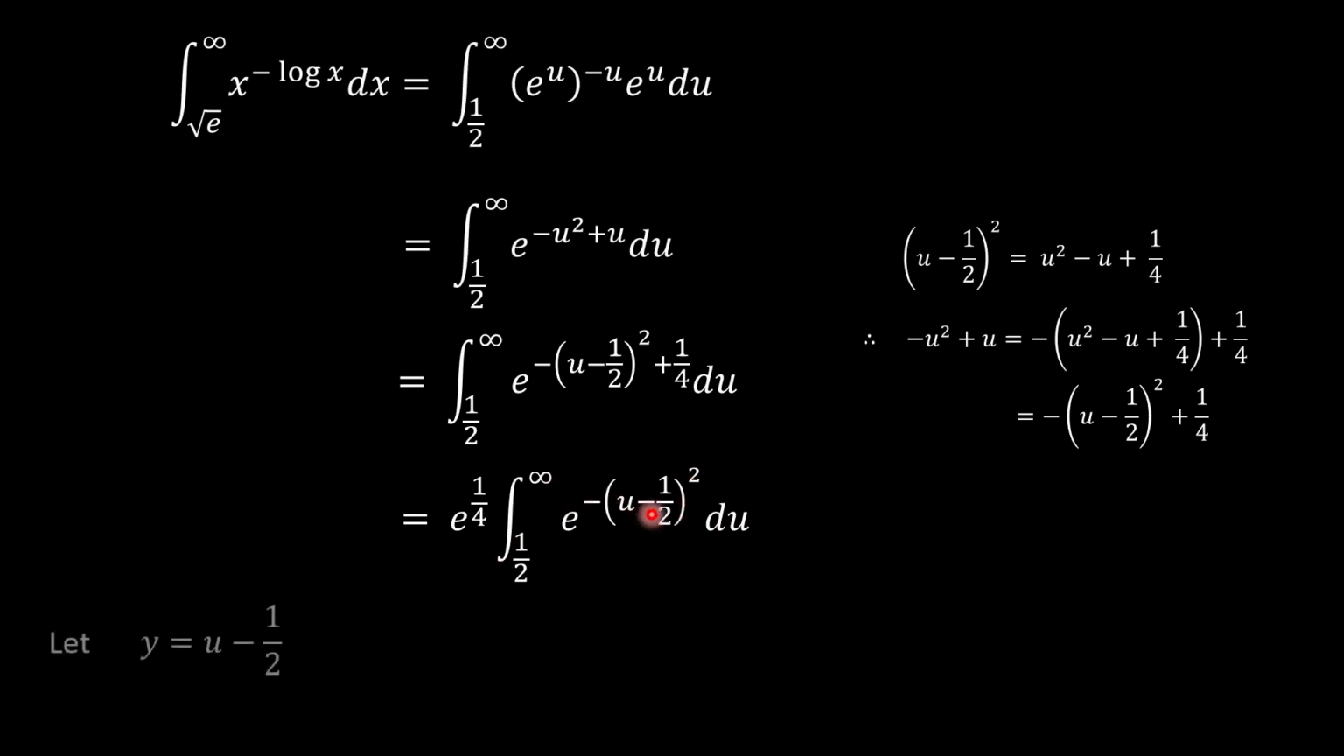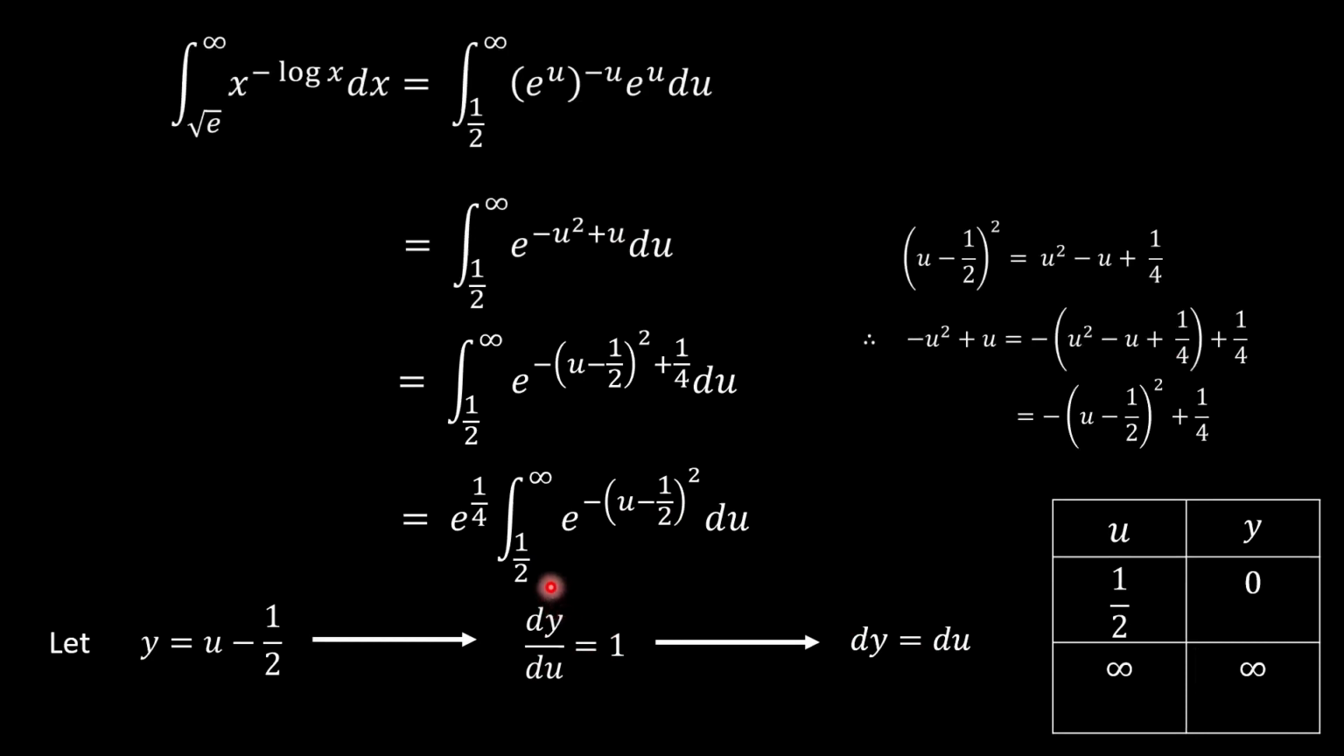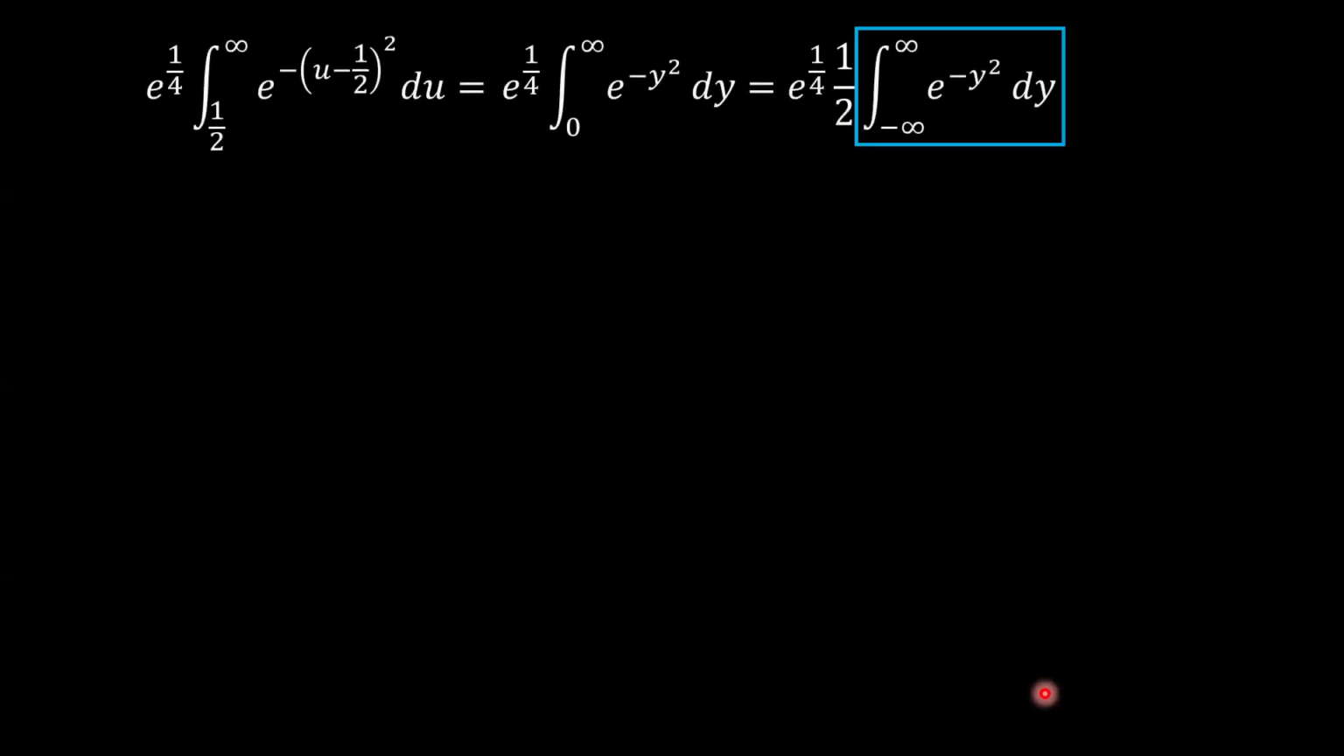We can also do another transformation where we let this complicated power here to be equal to just y. So let y is equal to u minus half, and therefore dy du is just 1, and therefore dy is equal to du. Then transforming the limits, when u is equal to a half, therefore y is equal to half minus half, therefore y is 0. When u is infinity, y would still remain infinity. And so we go ahead and look at our integral transforming as follows.